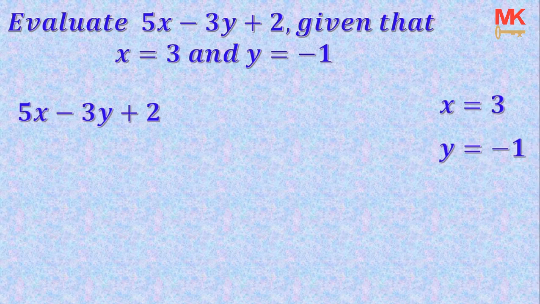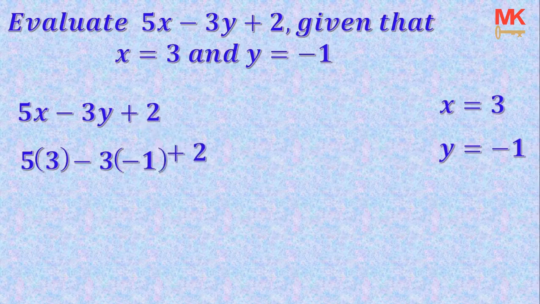Now let's get started. The first thing we're going to do is to bring down our 5 and open a bracket for the x. Remember that x is 3, so we replace the x with the 3 and then close the bracket. Then we'll bring down our -3 and open a bracket for y. Again, y is -1, so we'll just bring -1 in place of y and then close the bracket and then bring our positive 2 down.